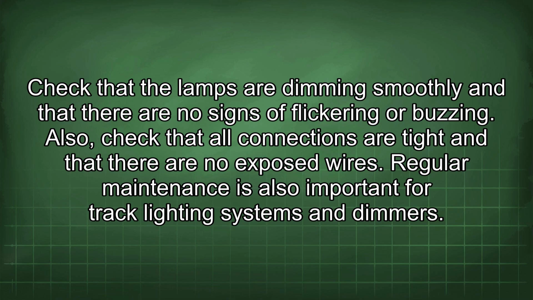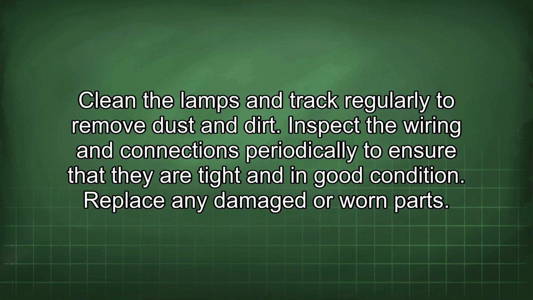Regular maintenance is also important for track lighting systems and dimmers. Clean the lamps and track regularly to remove dust and dirt. Inspect the wiring and connections periodically to ensure that they are tight and in good condition. Replace any damaged or worn parts.